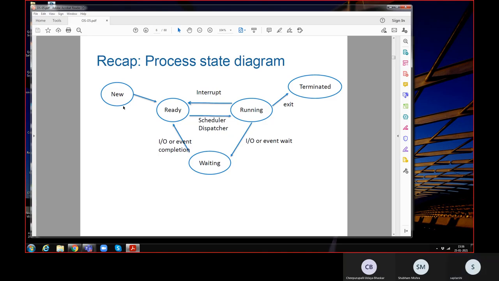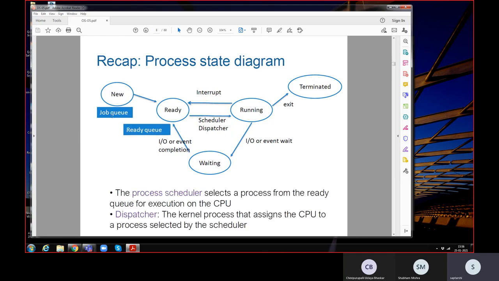Now, as the process goes from one state to another, it may be shifted from one queue to another. For example, there is something called a job queue, which contains all the processes which are currently in the system. So when a process has just been added, that means it is in a new state, then this process is in the job queue. Okay. And after some time, maybe this process becomes ready, right? So ready to be allocated to the CPU. At that point, the kernel brings this process from the job queue to the ready queue. Some part of the kernel does that.